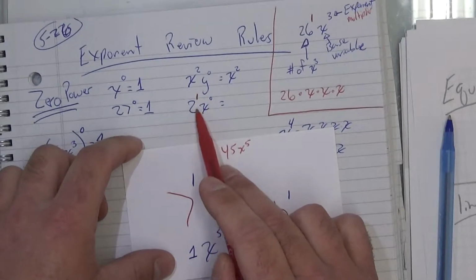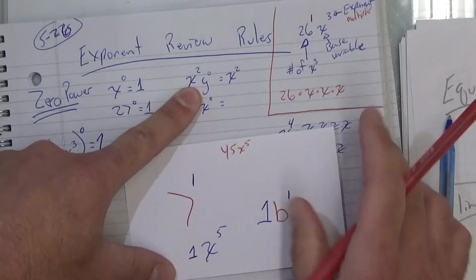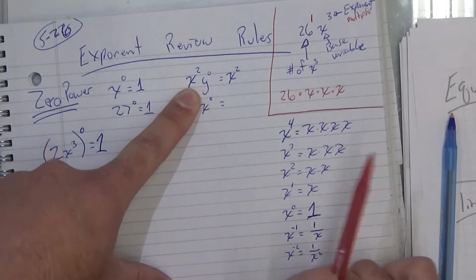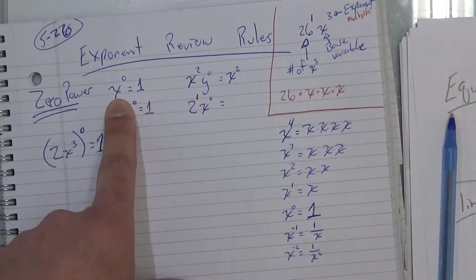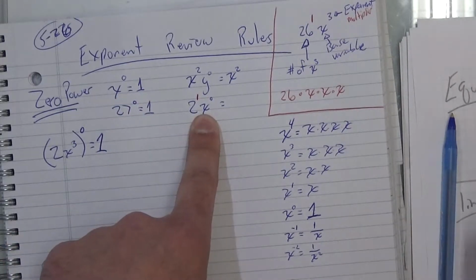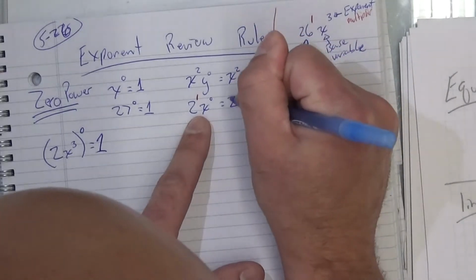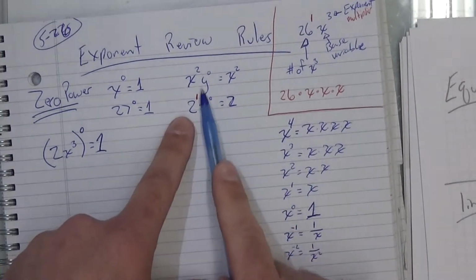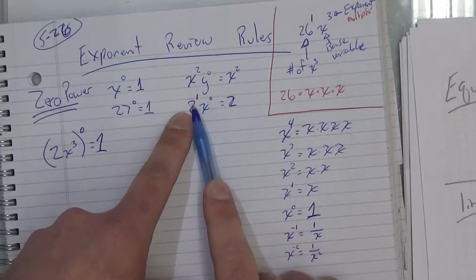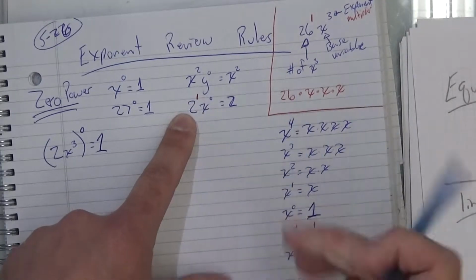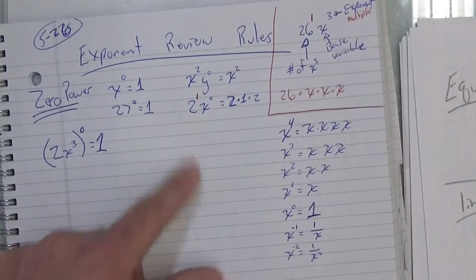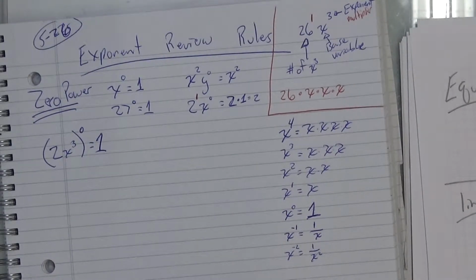So that 2 has a 1 over it, the x has a 0. What happens to the x that has a 0 exponent? X to the 0 turns into 1. So what happens to this one? So this ends up being 2. Because the 2 to the 1 doesn't change, just like the x squared doesn't change that Iris told us about. You could write 2 times 1, which just equals 2. So if that was a 3 instead of 2, it'd be 3.